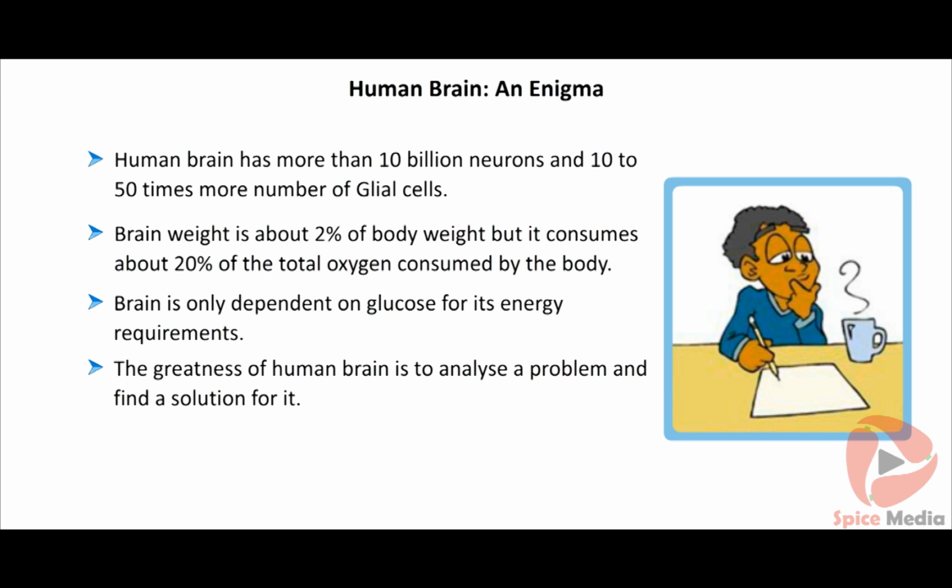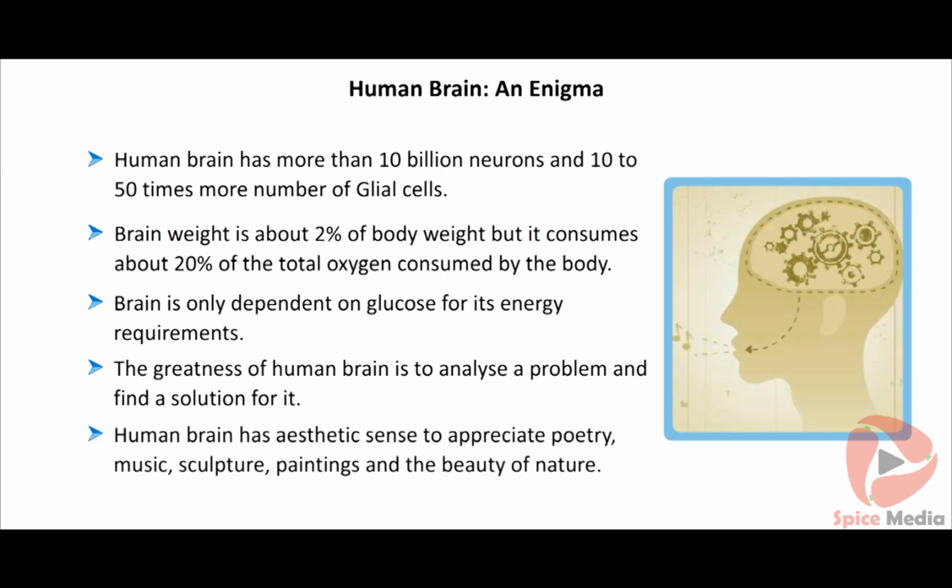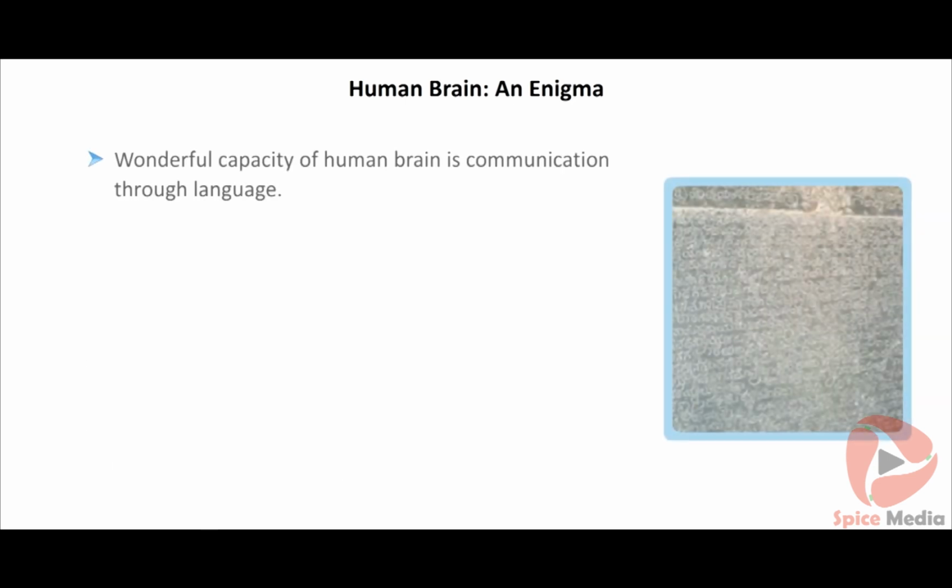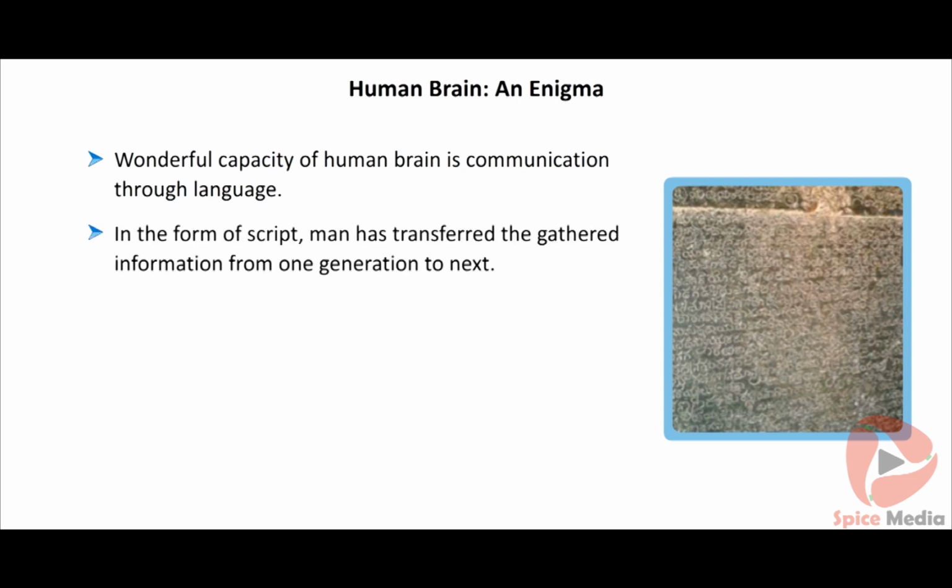The greatness of the human brain is to analyze a problem and find a solution for it. The human brain has aesthetic sense to appreciate poetry, music, sculpture, paintings, and the beauty of nature. One more wonderful capacity of the human brain is communication through language. When other animals make sounds and communicate to a very limited extent, man has the ability to give a script to the sounds. In the form of script, man has transferred the gathered information from one generation to the next.